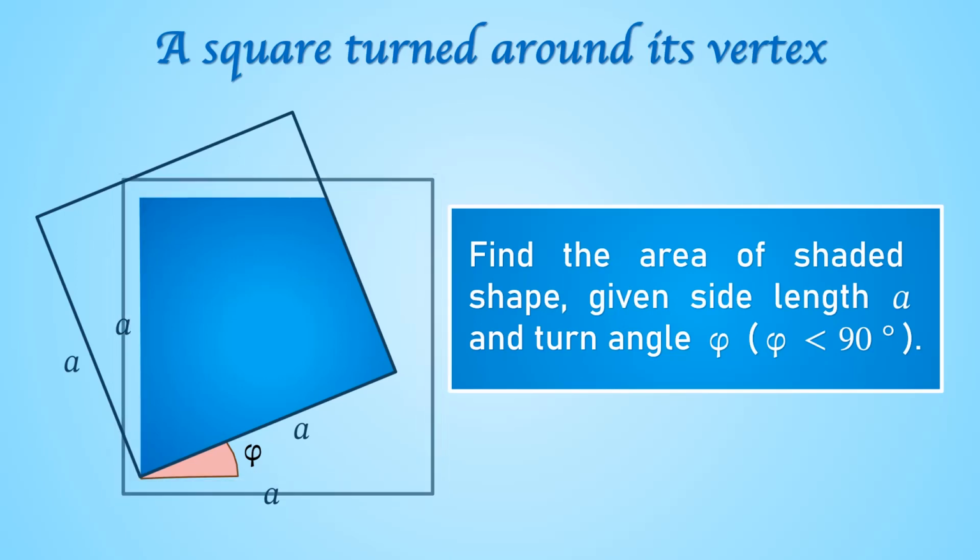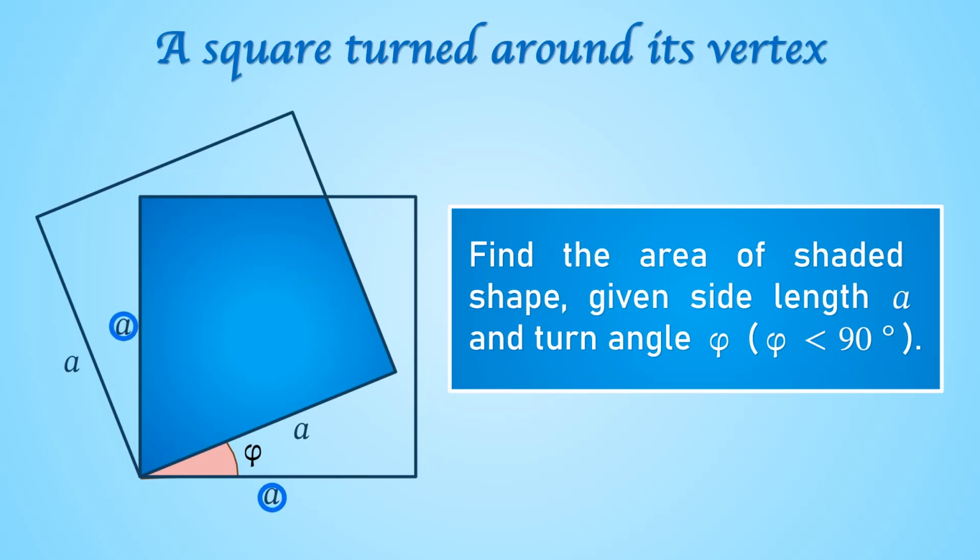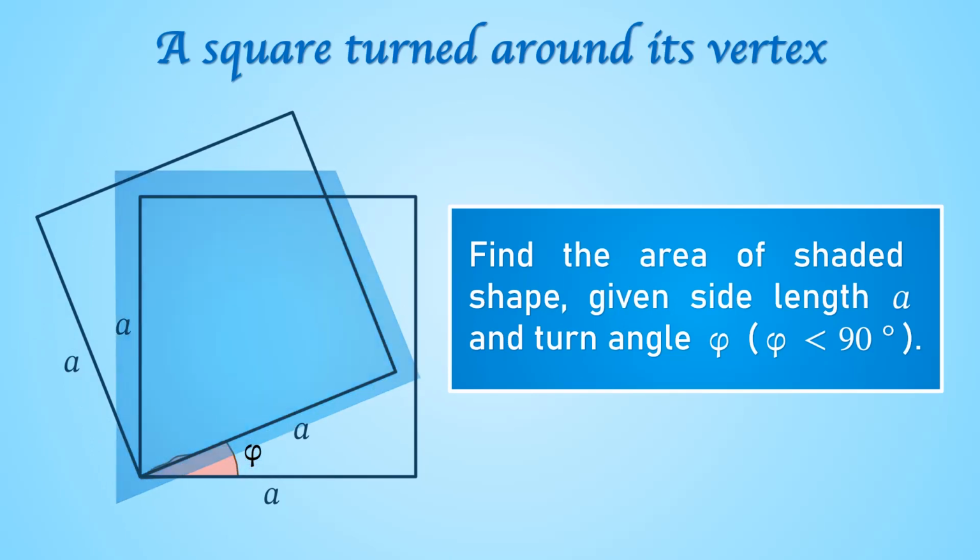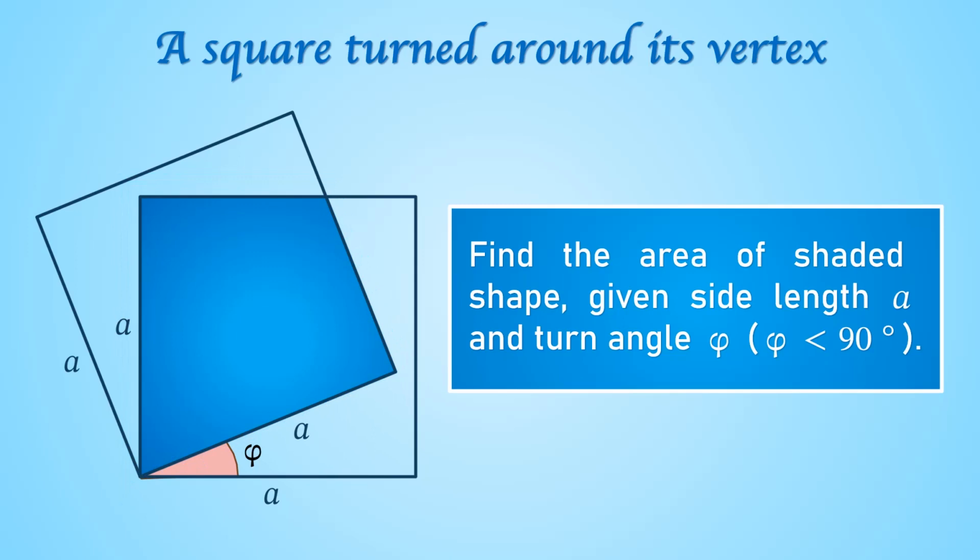So a square with given side length A is turned around one of its vertices by given angle phi. The objective is finding the common area of new and old positions of the square. Quite obviously phi must be less than 90 degrees, as with phi equal to 90 degrees or above, the squares have no common shape.